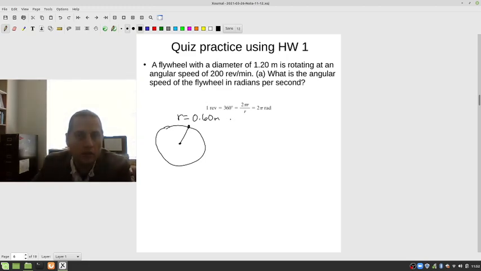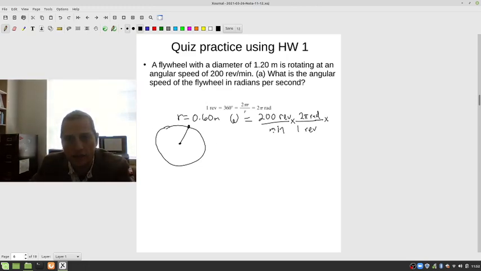It's rotating at an angular speed of 200 revolutions per minute. Let me try to remember what is the symbol for angular speed. It's got to be omega is 200 revolutions per minute. Now that's not the most useful way I could write it. It first asks me, what is the angular speed of the flywheel in radians per second? Well, I've got to do some unit conversions here. To go from revolutions to radians, 1 revolution is 2 pi radians. That's 1 time around the circle. And from minutes to seconds, 1 minute is 60 seconds. Revs would cancel out, minutes would cancel out, and I would have an answer in radians per second.